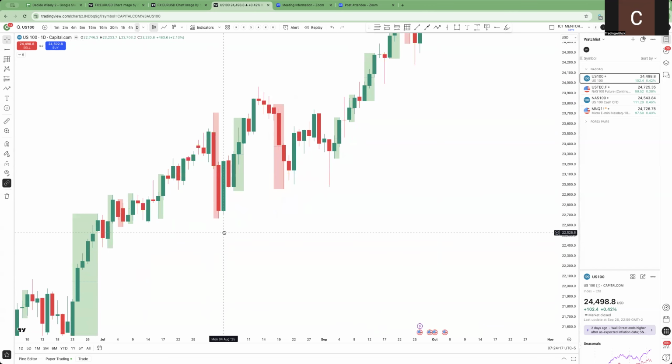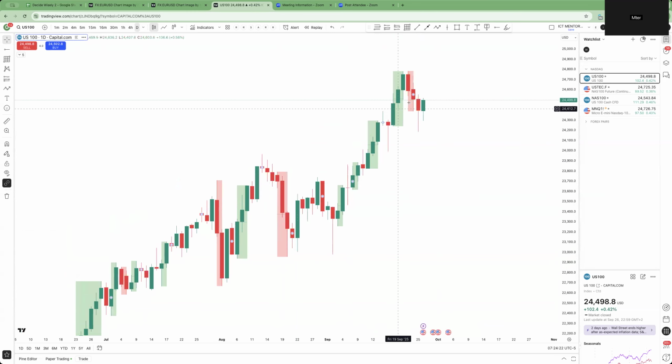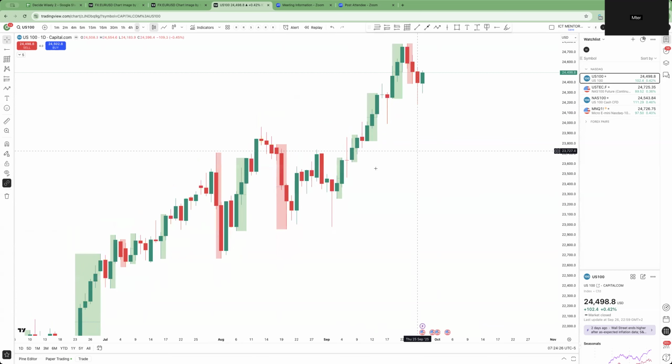Since July, we've only had three, until this week four, bearish expansions. In the same time, we've had nine expansions forward. This is not bearish.